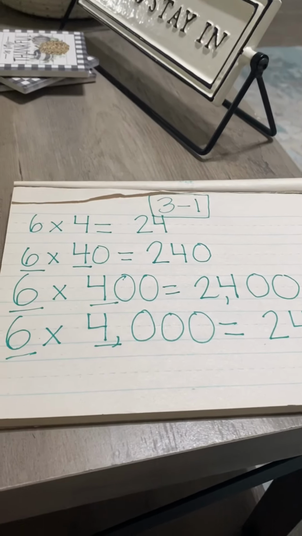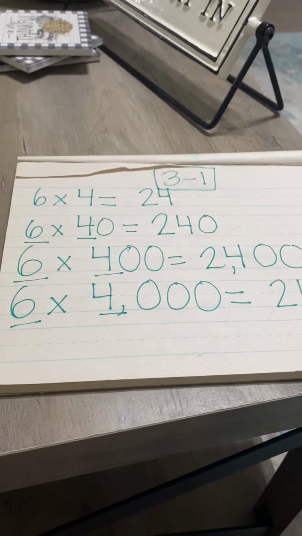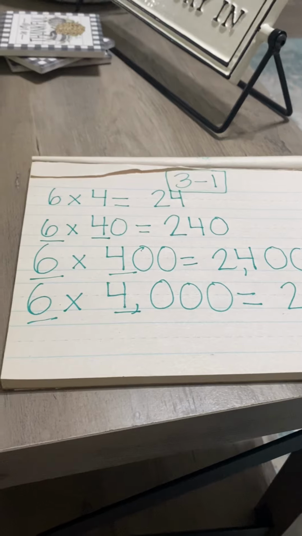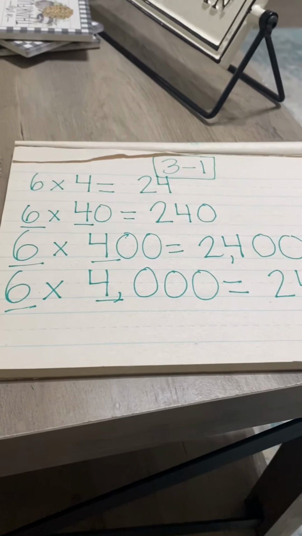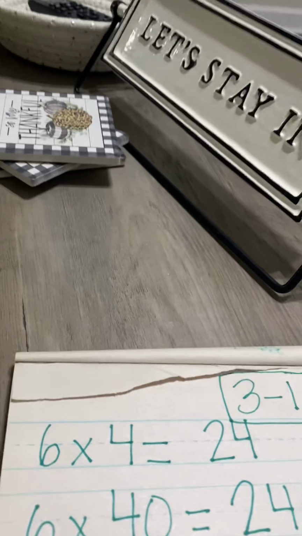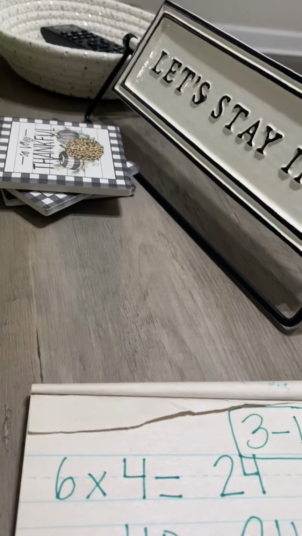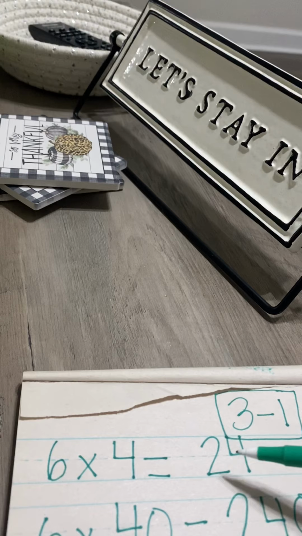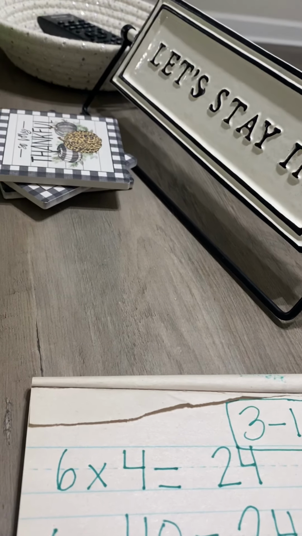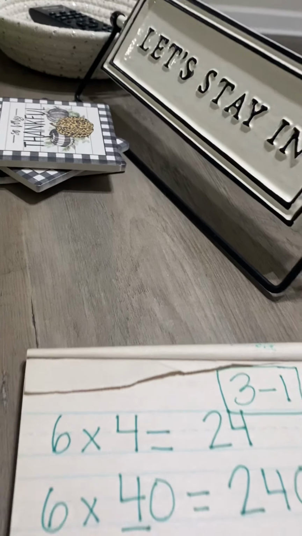Hi friends! Today we are going to be doing 3-1 mental math multiplying by multiples of 10, 100, and 1000. So what we start with is an equation that we might know. 6 times 4, and that is 24. We are going to be adding on as we get bigger and bigger and bigger.